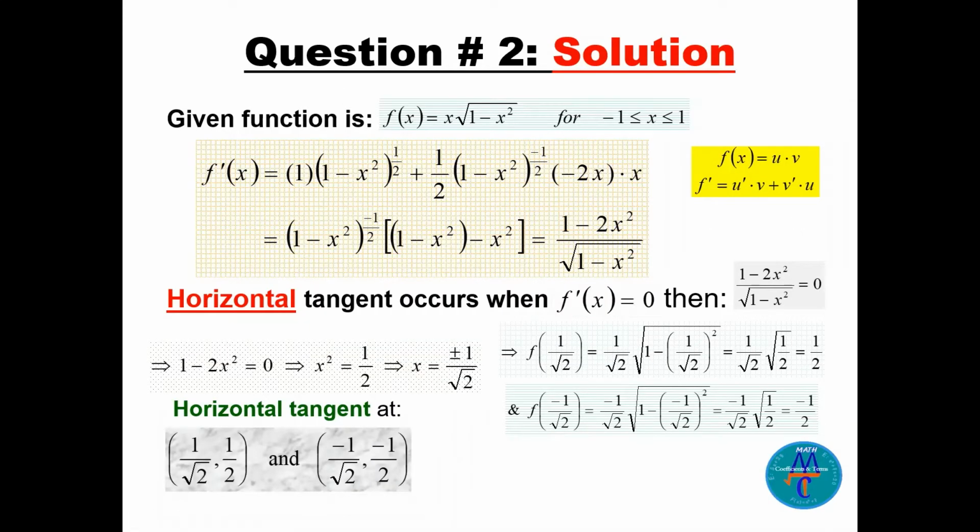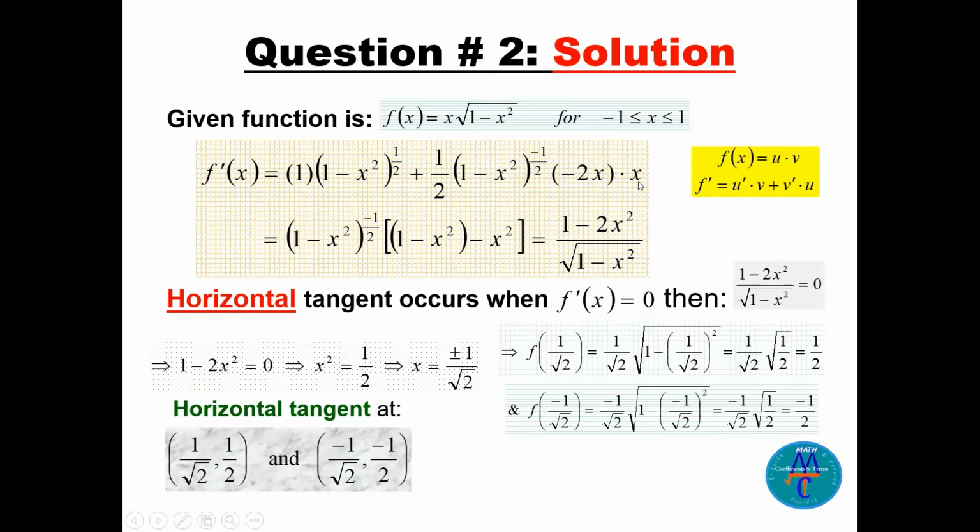Now, if we look at the solution of question number 2, we see that we have to use the product rule for the derivative because the function is a product of two functions here. So f prime will be the derivative of the first, the derivative of x, which is 1, times the same function, 1 minus x squared to the power half, plus the derivative of the second one, v prime. It will be half, 1 minus x squared to the power minus half, because half minus 1 becomes minus half, times the derivative of the inside function, minus 2x, times the u, which is the first function here.